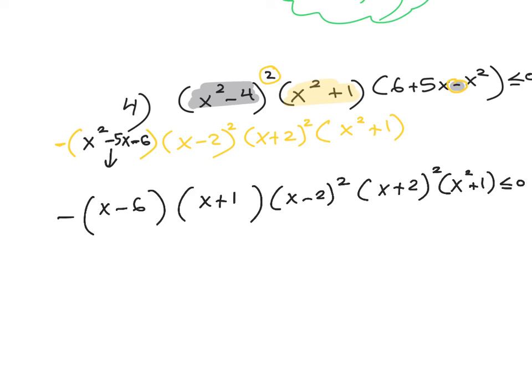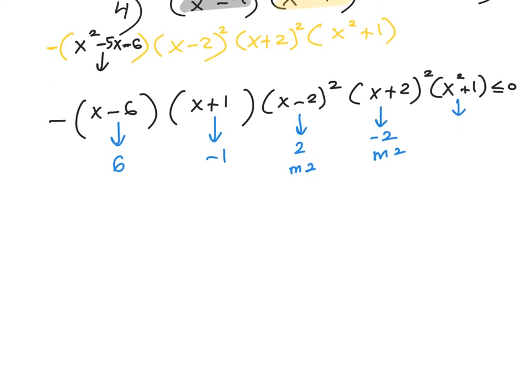So let's look at our roots. This is a 6, -1, 2 with multiplicity of 2, -2 with multiplicity of 2, and this gives me no real roots. Now the end behavior, that's going to be negative because of this negative, and then 1, 2, 3, 4, 5, 6, 7, 8, which is an even. So this function is going to go down, down.